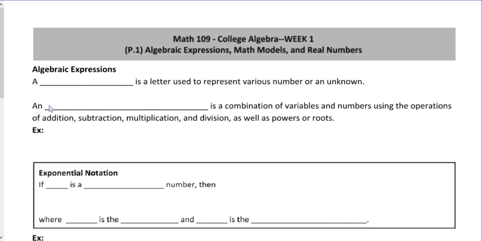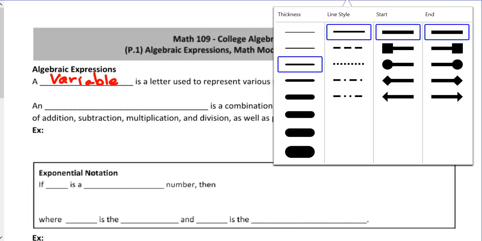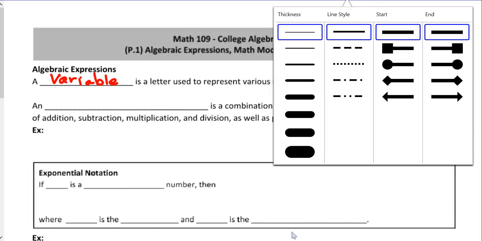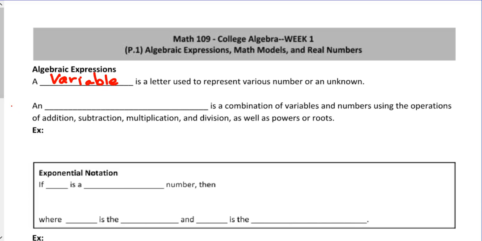So the first thing that we look at in an algebraic expression is that we have a variable, which is a letter that is used to represent various numbers that are unknown. So that's what we're always looking for in a sense. A lot of times when we're solving, we are looking at finding what that unknown number is.